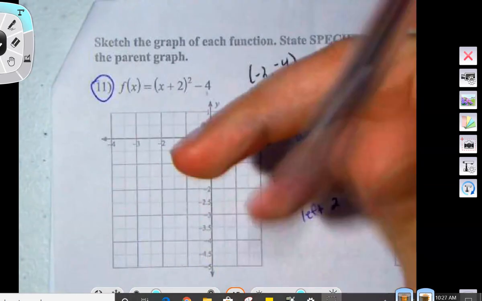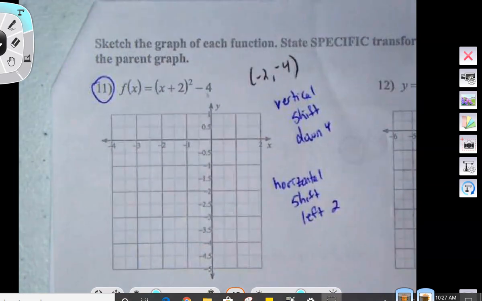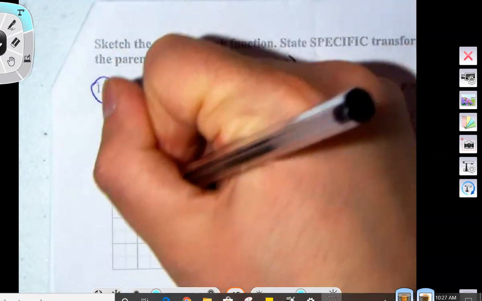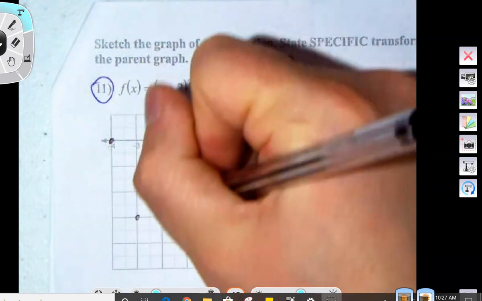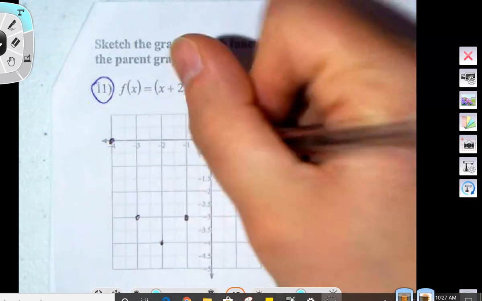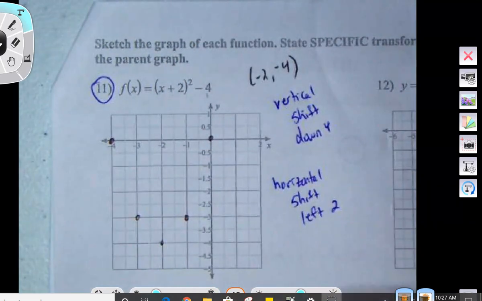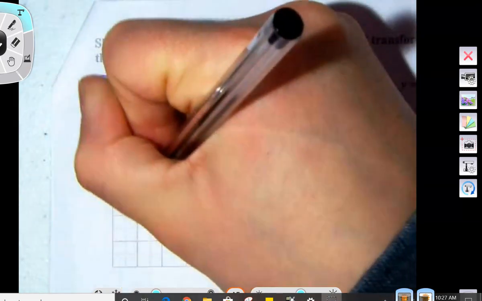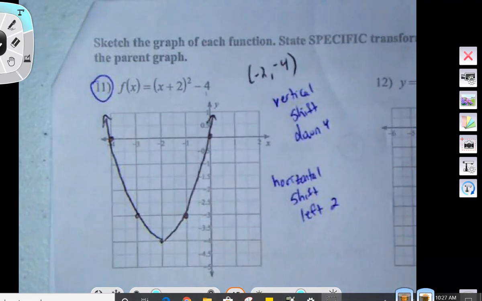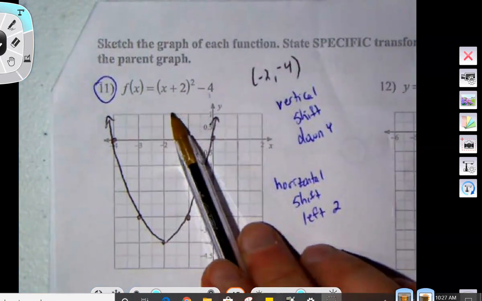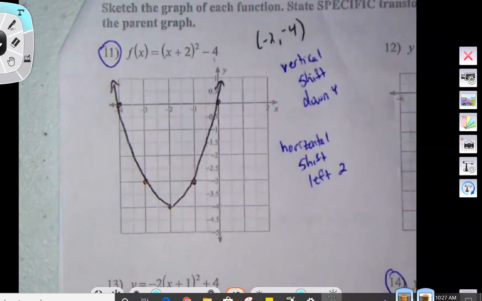So if I were to graph those: (-4, 0), (-3, -3), (-2, -4), (-1, -3), and (0, 0). So we have those points that we are able to go ahead and graph our parabola. Our directions just said to graph and then state the specific transformation, so that's all we would have there. Only that x plus 2 and the -4 out there is going to change.